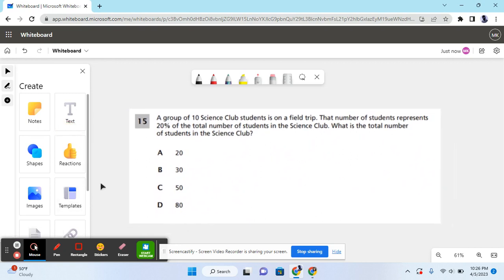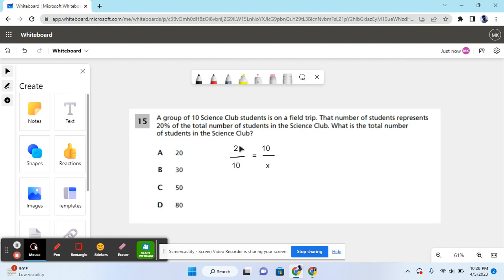For our next question, which is question 15, it says, a group of 10 science club students is on a field trip. That number of students represents 20% of the total number of students in the science club. What is the total number of students in the science club? So here we have to do something called proportions. If 20% of the total number of students is represented by 10, you have to do 2 out of 10 equals 10 over x.